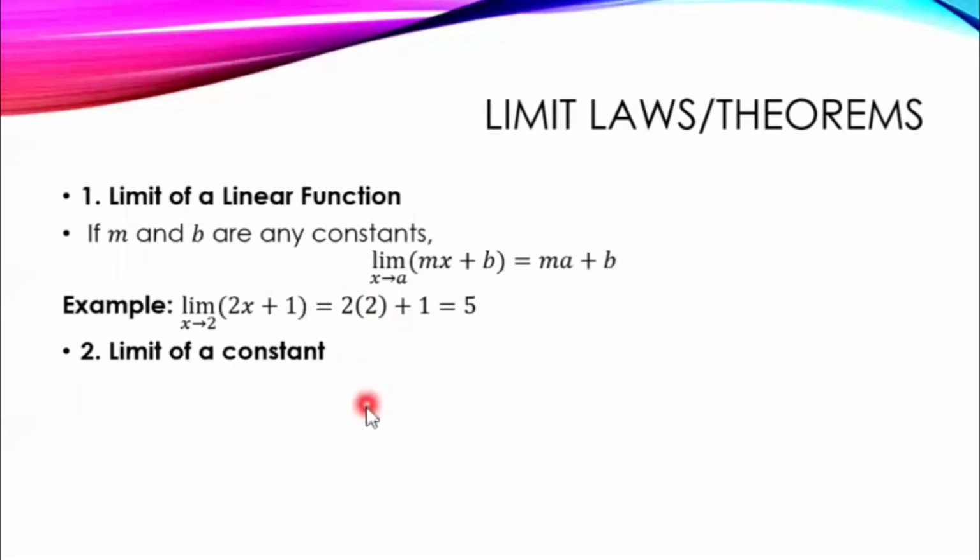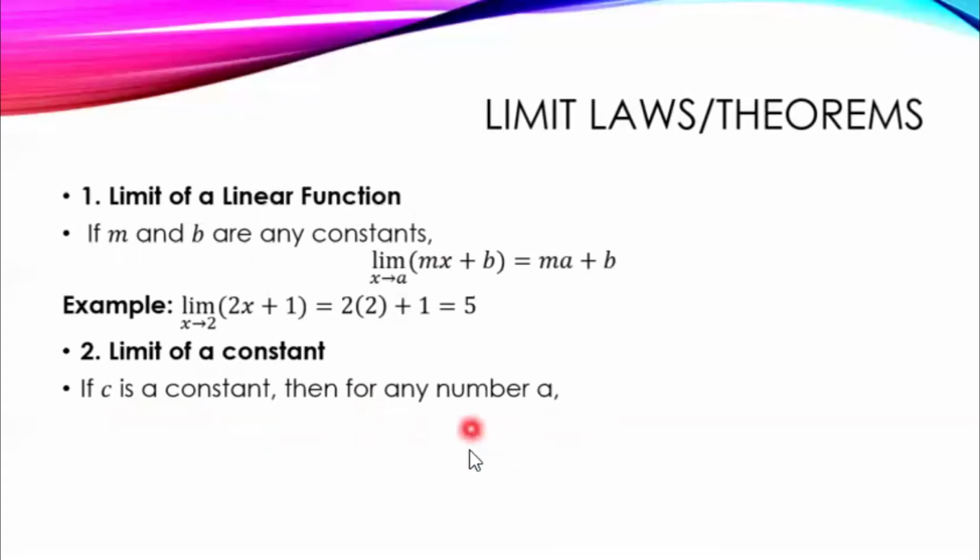Number 2, the limit of a constant. Okay, a constant is a real number. Let's say 100, 200, 500, 1 million, 1 million one. Okay, like that. So the theorem states that if C is a constant, then for any number A, which is also a constant or real number, this theorem holds, meaning the limit of the constant C as x approaches A is equal to C. Take note of that.